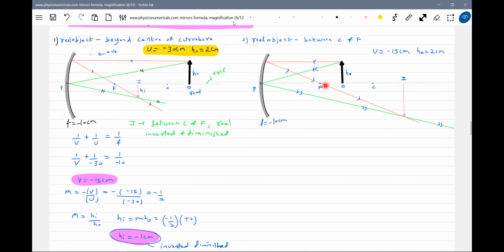So where the object is between C and F, the image is beyond C, inverted. Look at the height of the image, greater than that of the height of the object. So it will be magnified, inverted, and it's real, no? For a real object, we are getting, in fact, a real image.